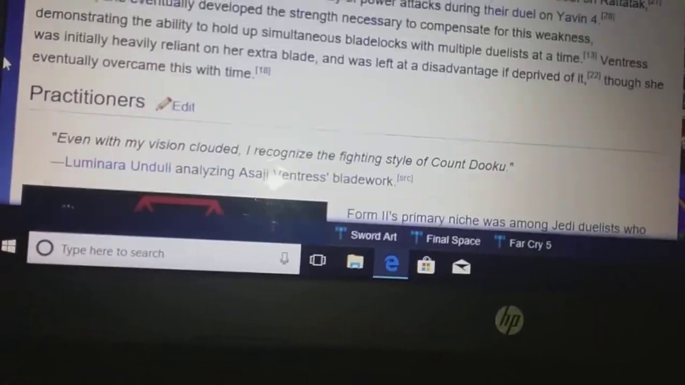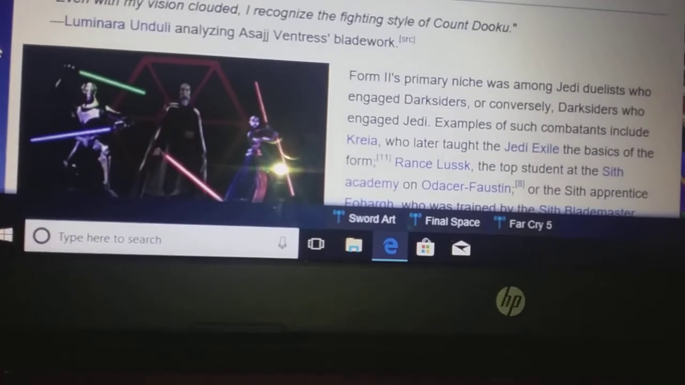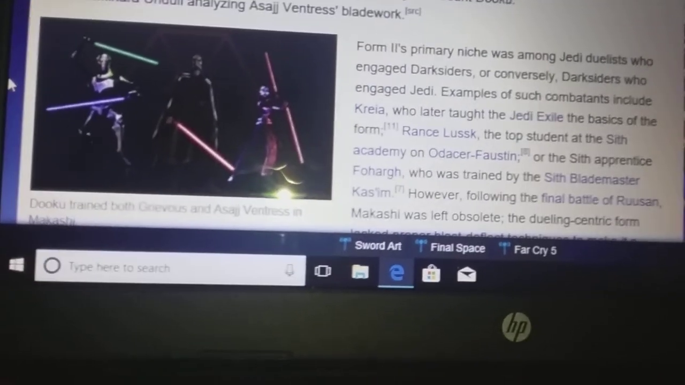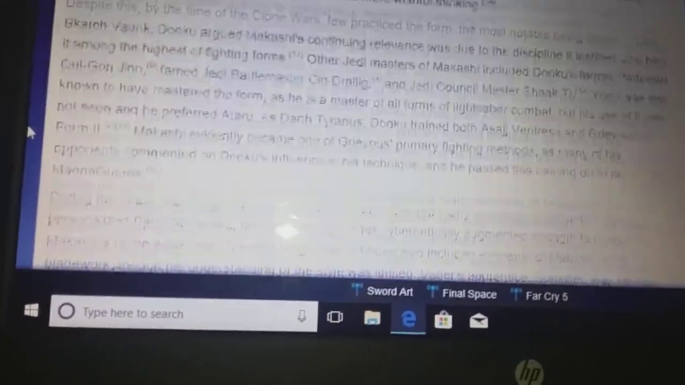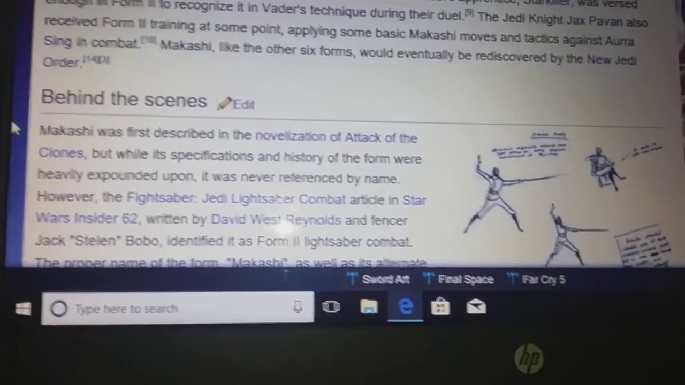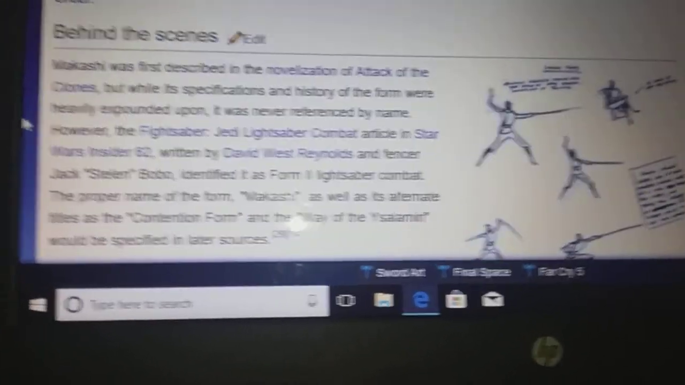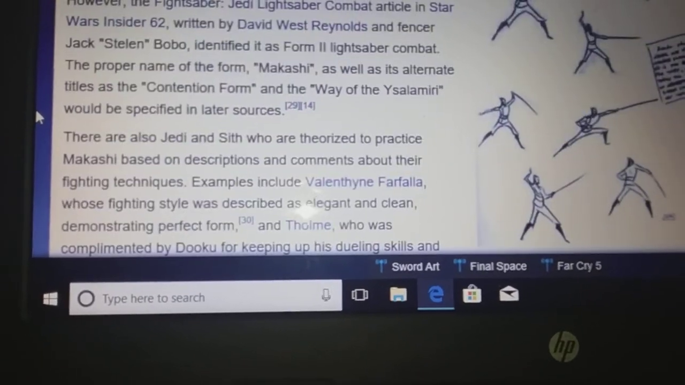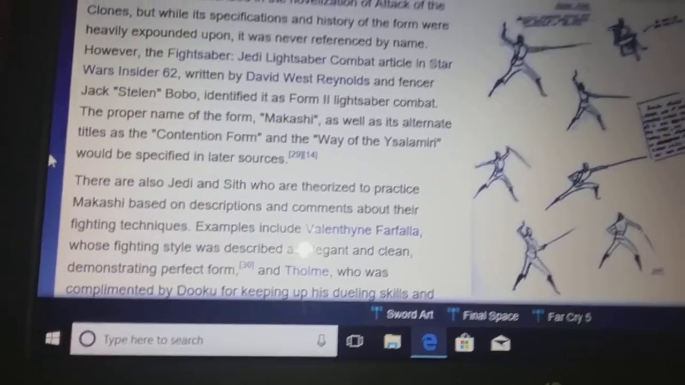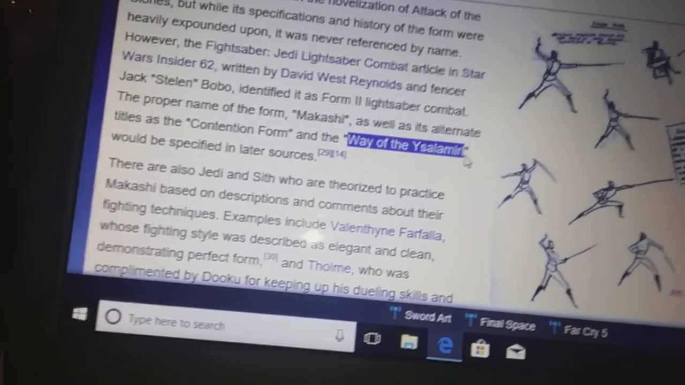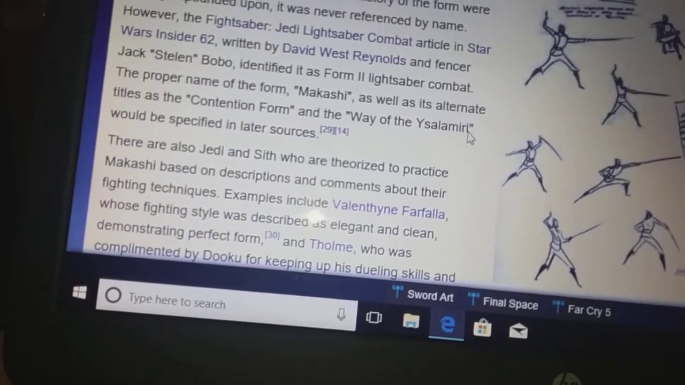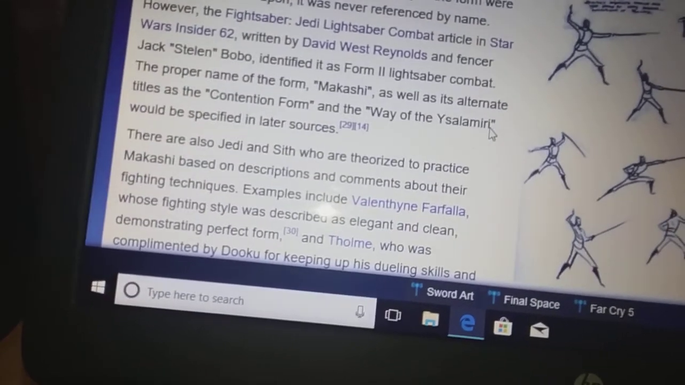But, if you guys don't know this, I frickin' love Form 4, okay? I just love it because it's one of the most beautiful looking things. And also, it's the only lightsaber form, I believe, that is in its animal titling that's named after an EU creature, I believe. The Ysalamiri.